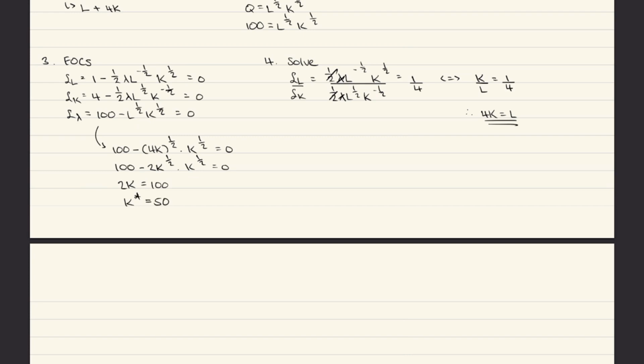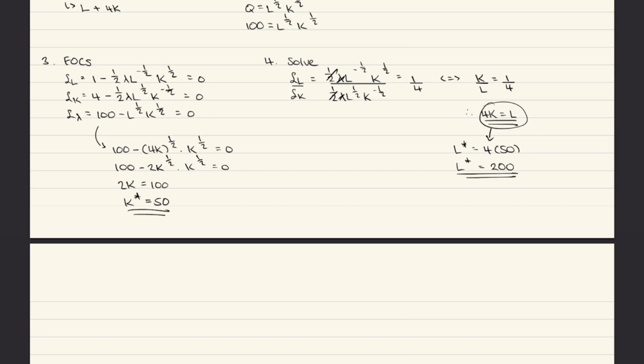So once you've done that, you can then resubstitute it back into this equation over here, and you get that L star is equal to 4 times 50. So L star is equal to 200. So those are your final answers.